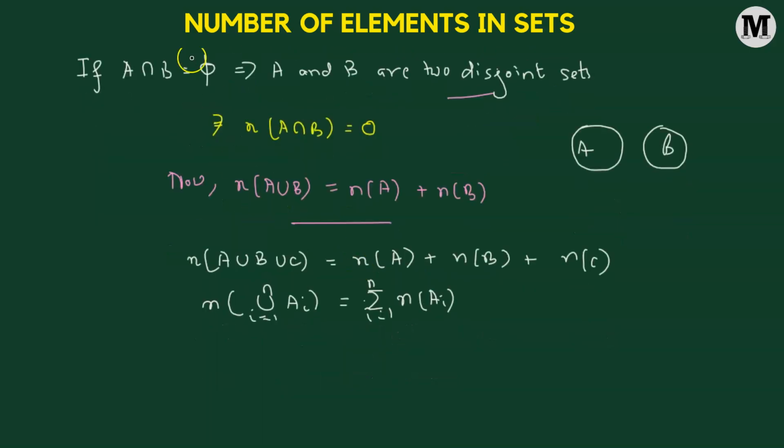The index might create a confusion later on, so let me change it. It runs from 1 to m. Similarly, the summation goes from i equals 1 to m. So here n is simply talking about the total number of elements in each of the given sets.